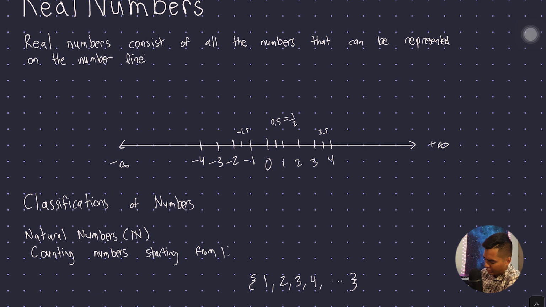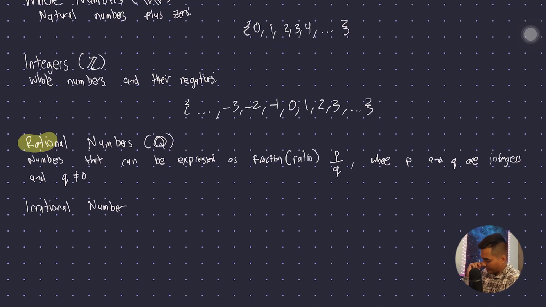So what are we missing here? What if we have the number pi, which lives right around there? This is the number pi, approximately equal to 3.14159. Pi can't be expressed as a ratio, so it's an irrational number. Irrational numbers are numbers that cannot be expressed as a fraction.